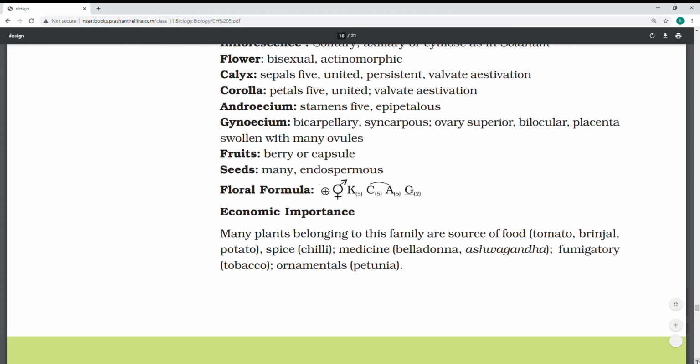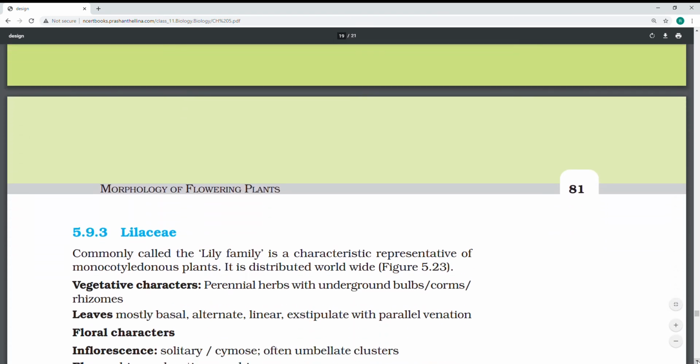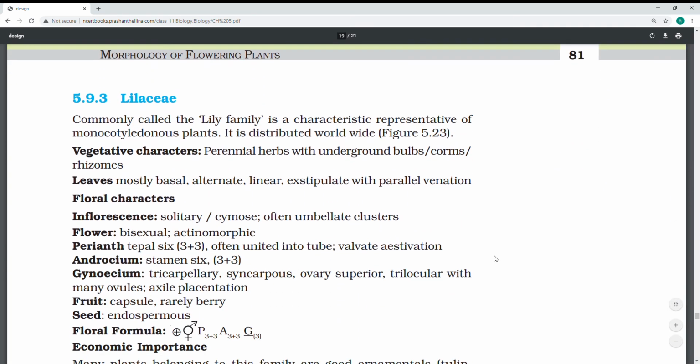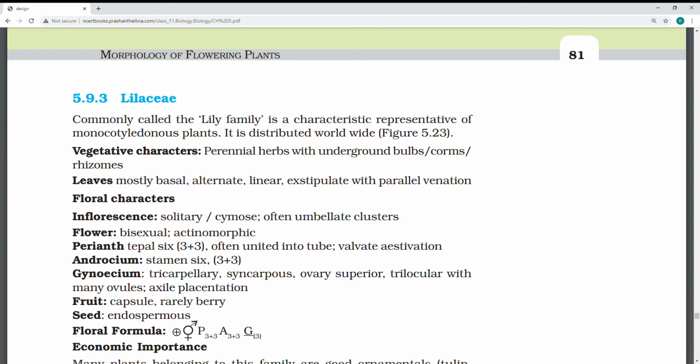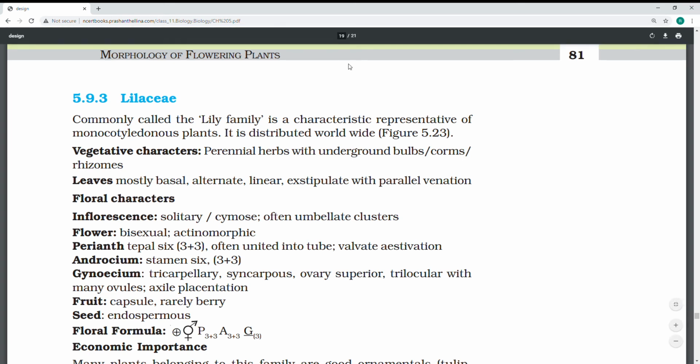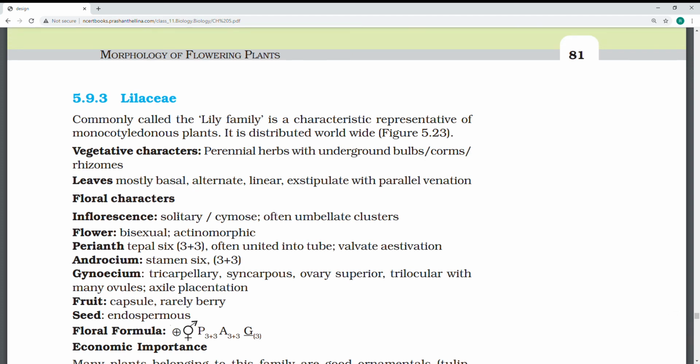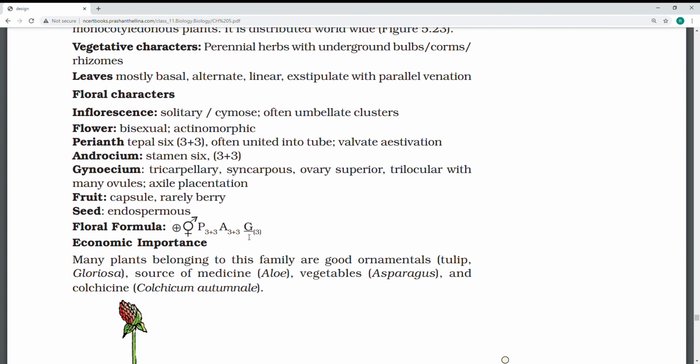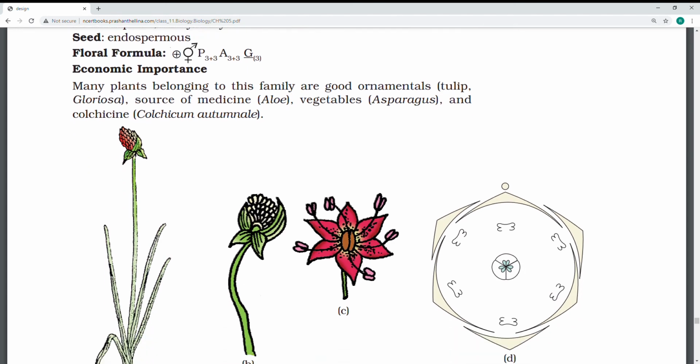I'll move on to the next, the Liliaceae family. In the lily family, the vegetative parts are perennial and underground, leaves are basal, alternate, exstipulate, with parallel venation. See the floral characters: it is always cymose inflorescence, and the flower is bisexual and actinomorphic. See the floral formula: actinomorphic, bisexual, P 3 plus 3, A 3 plus 3. See the arrangement here, 3 are inside.